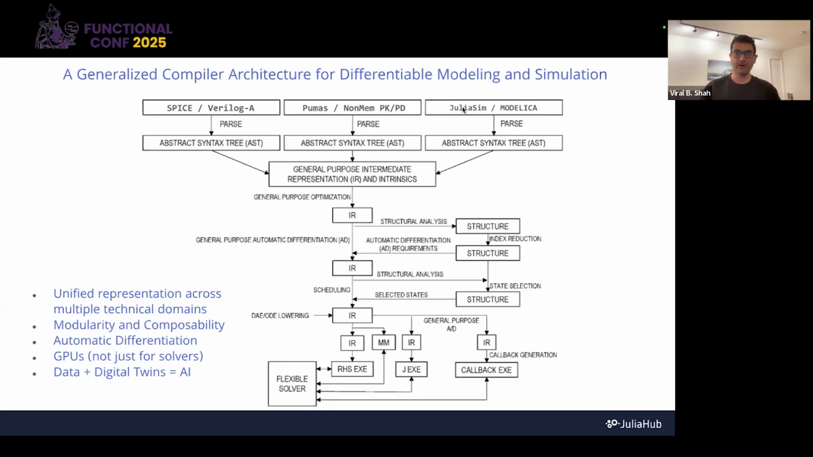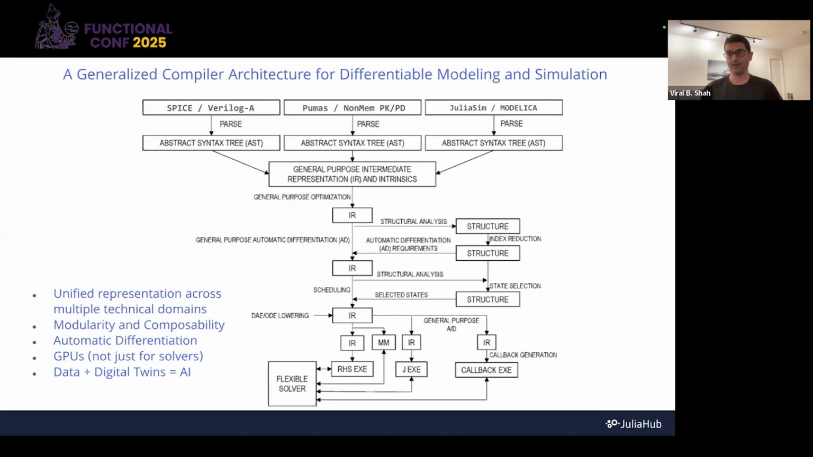So for example, JuliaSim is a parser for the same underlying compiler, but which takes a description from the physical world. It takes a description of a multi-physics system. So, electrical components, magnetic components, heat exchangers, all kinds of things that you would see in the physical world.